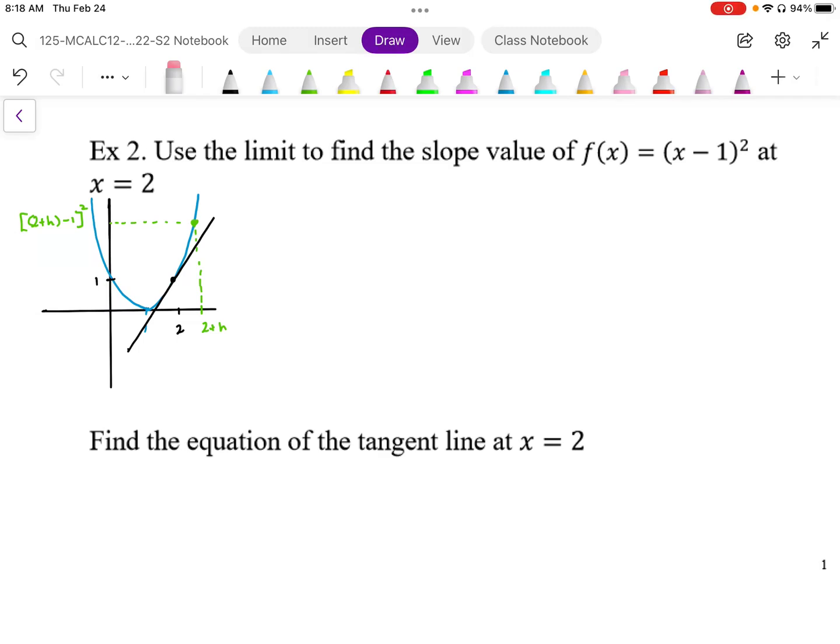Example 2, we're being asked to use the limit to find the instantaneous slope of (x minus 1) all squared at x equals 2. So I've drawn the graph here. At x equals 2, we have a coordinate at y equals 1, and we want the slope of that black line. So again, we're going to choose some arbitrary point close to 2.